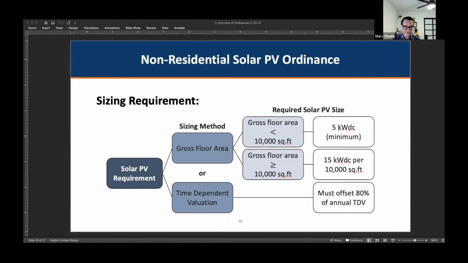For a project that's using the time-dependent valuation, here, they just must size the system to offset at least 80% of the annual TDV load.